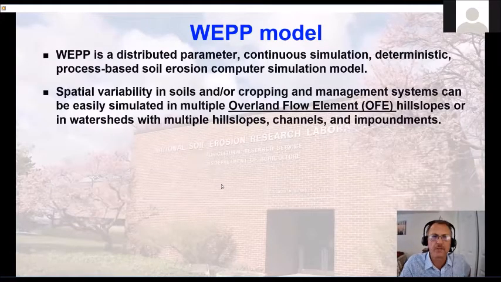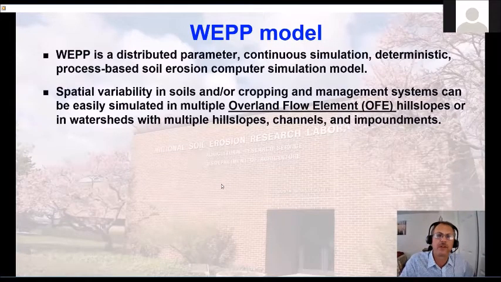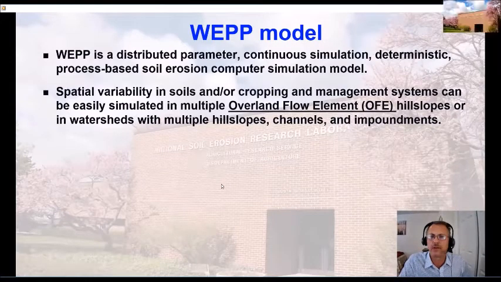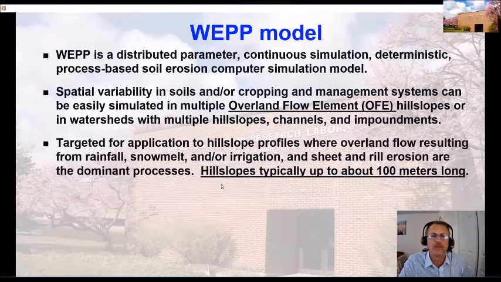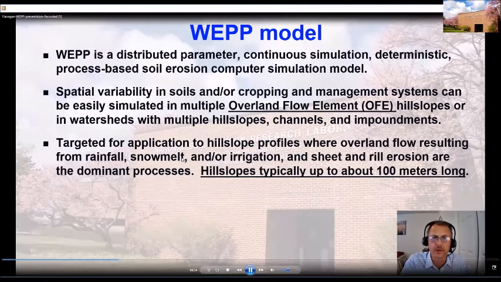Spatial variability in soils and/or cropping and management systems can be easily simulated in multiple overland flow element hillslopes or in watersheds with multiple hillslopes, channels, and impoundments. It's targeted for application to hillslope profiles where overland flow results from rainfall, snowmelt, and/or irrigation, and sheet and rill erosion are the dominant processes.